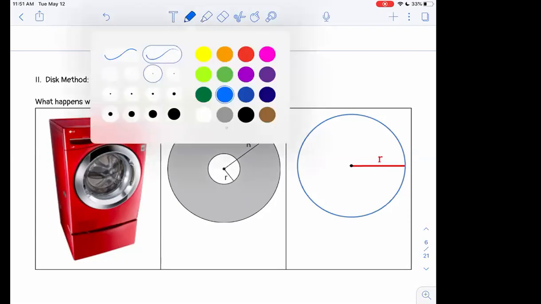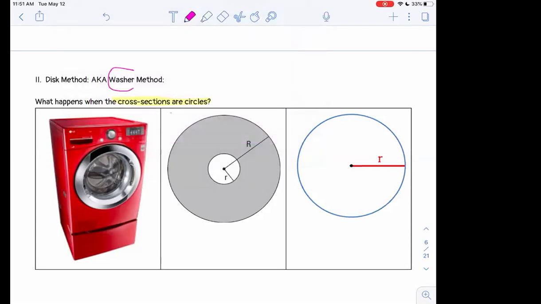Now, sometimes students see this word washer method. They see the word washer, and the first thing they think of is a washing machine. That's not where washer comes from, although you can, from this particular type of photo, see the washer method. But if you've ever assembled a desk or a bookshelf or some kind of furniture, you have screws and nuts and bolts, but you also have a washer.